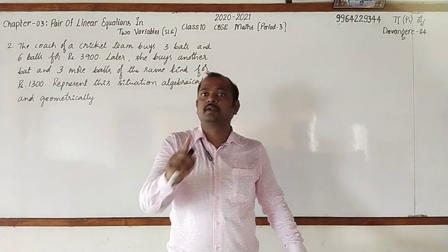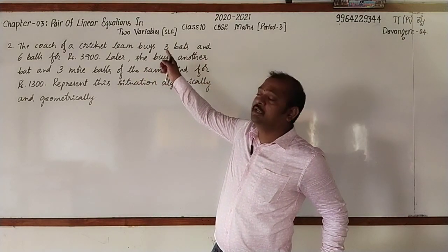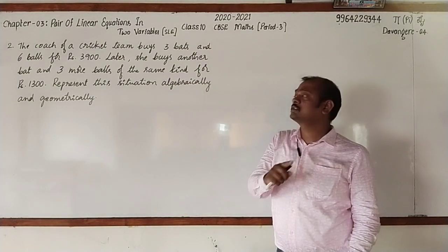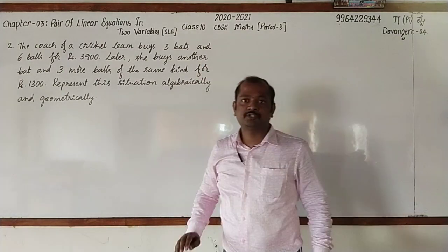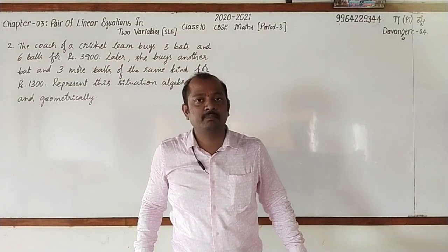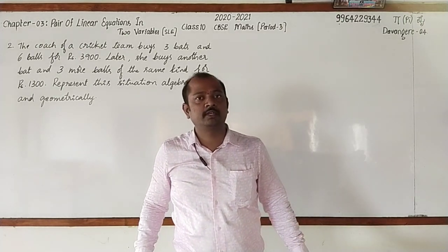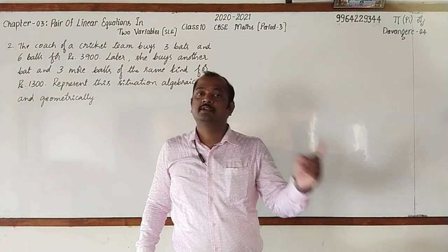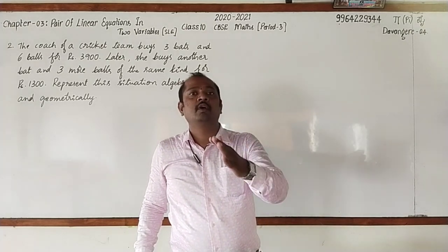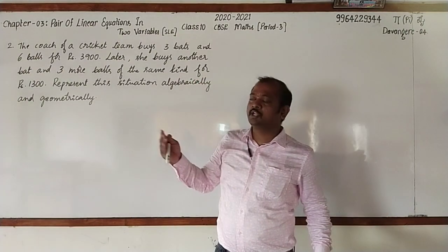Dear students, in the last class we were discussing the chapter Pair of Linear Equations in Two Variables. Let's continue this, and this is the third period of this chapter. Yesterday we started Exercise 3.1, right? The first problem was over. It was related to Aftab and his daughter, and we represented that situation algebraically as well as graphically. Now let's continue that.